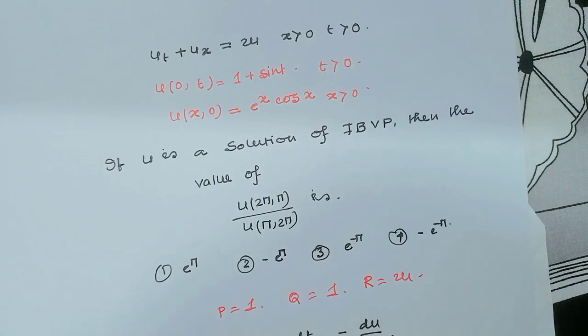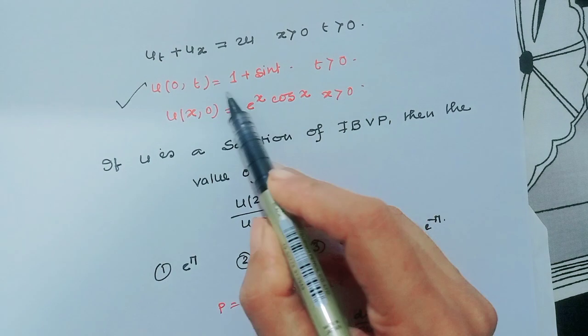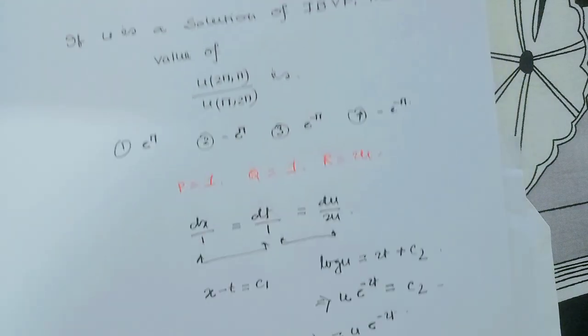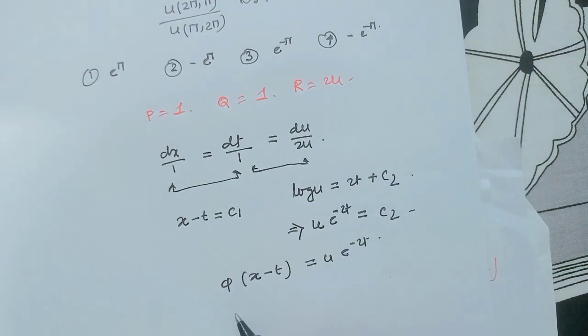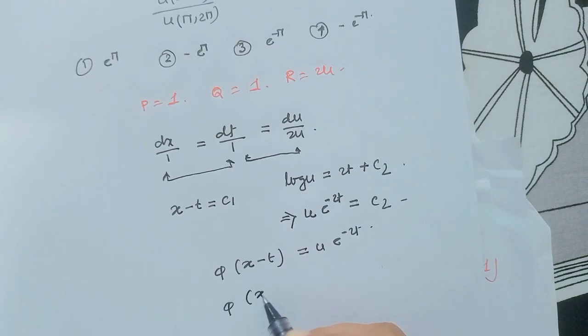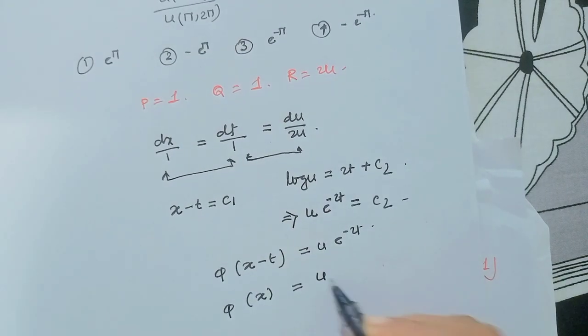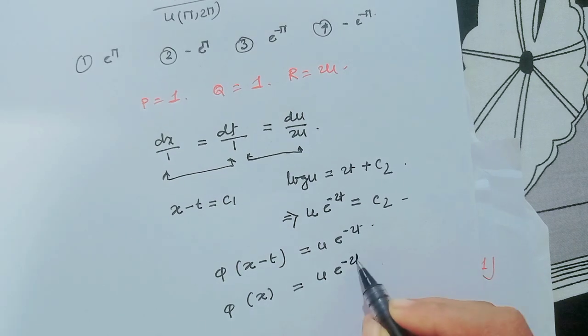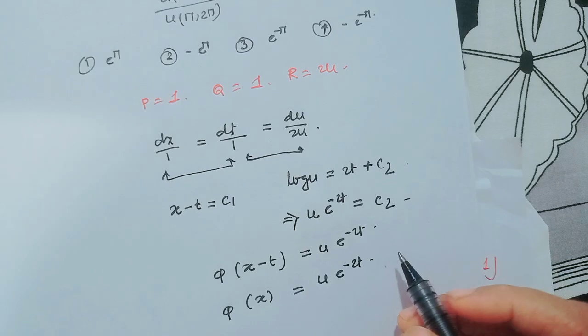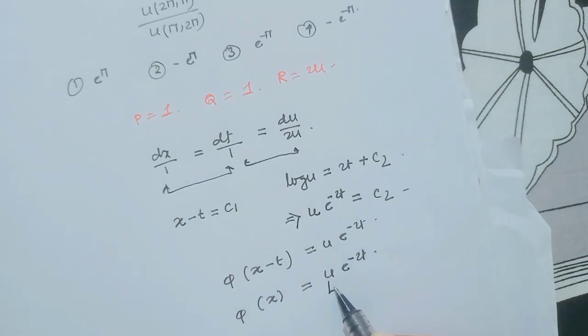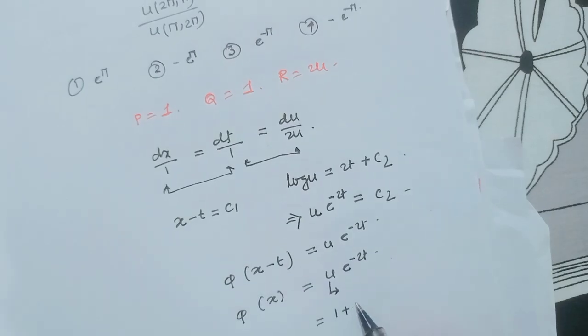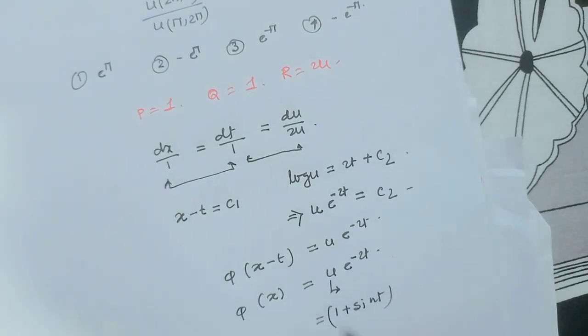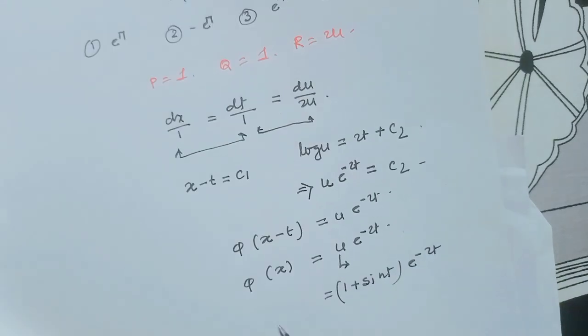Now notice the initial value problem, u(0,t) equal to 1 plus sin t. If you put the value, then it implies phi of x equal to u e to the power minus 2t, and the value of u(0,t) equal to 1 plus sin t. So this value would be (1 plus sin t) e to the power minus 2t equal to phi of x.